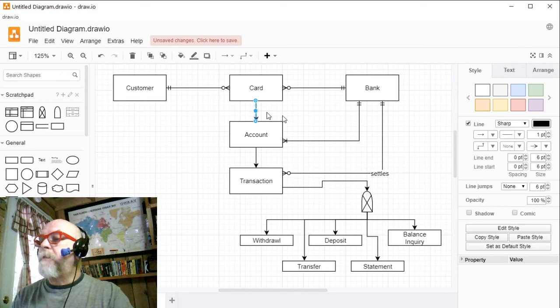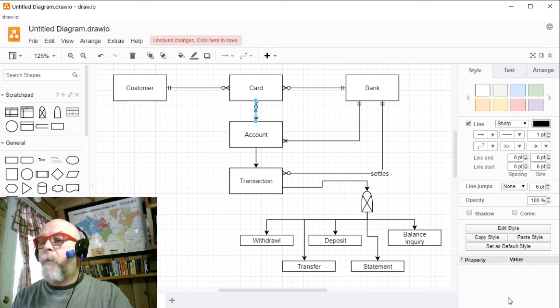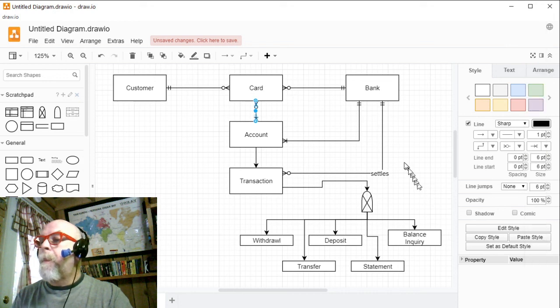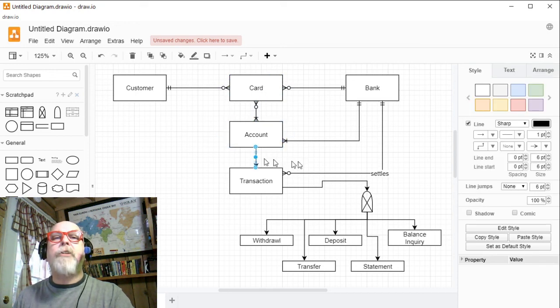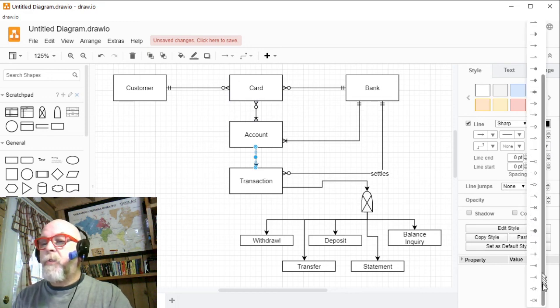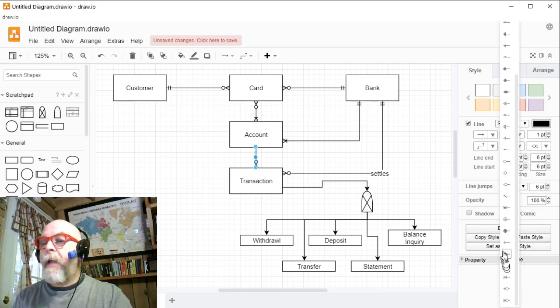A card has many accounts, and an account can be on many cards. So an account could be on 0 or more cards, but a card must have at least one account. So you can see there's the relationship. A transaction, an account can have many transactions, but a transaction belongs to one and only one account.